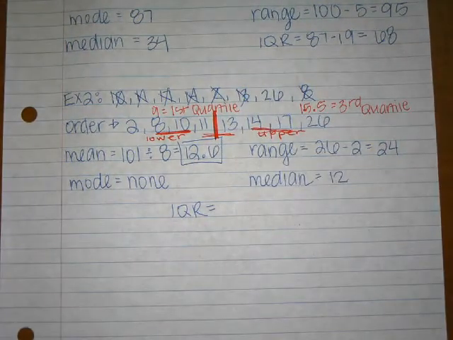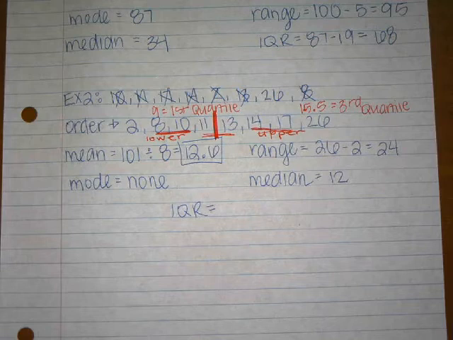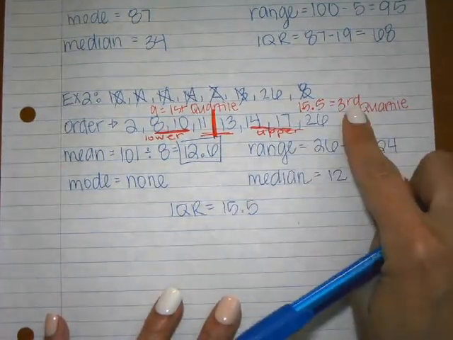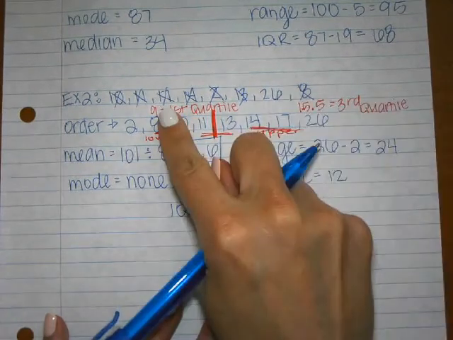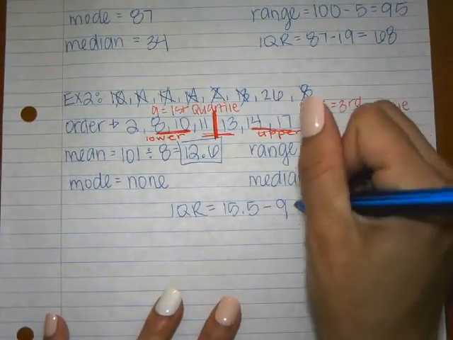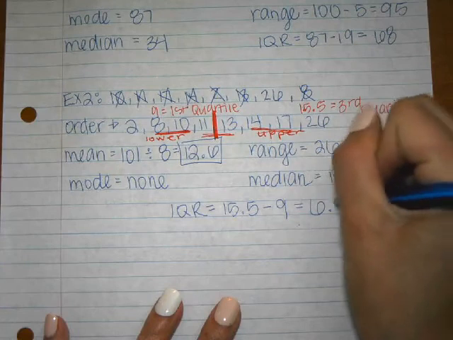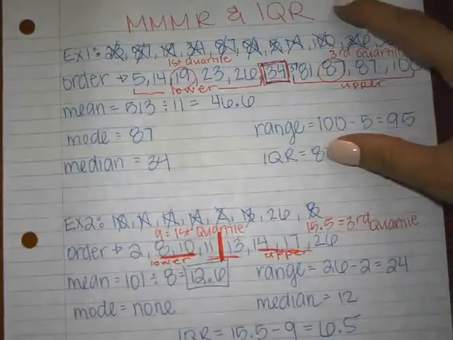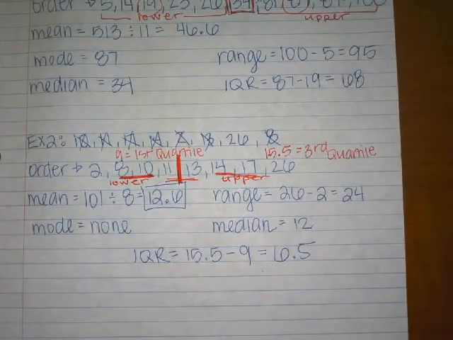If you have not found the interquartile range, please find it. Otherwise, how do we find it, everyone? 15.5 minus 9. Take that 15.5, your third quartile, subtract 9, your first quartile, and what do we get, everyone? 6.5. And 6.5 is your interquartile range. Questions? That's one with an odd set of numbers, one with an even set of numbers. How are we feeling?